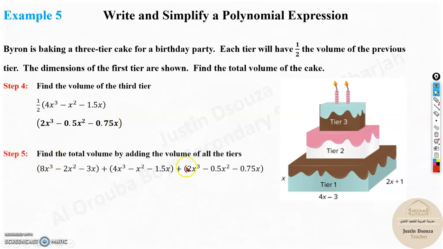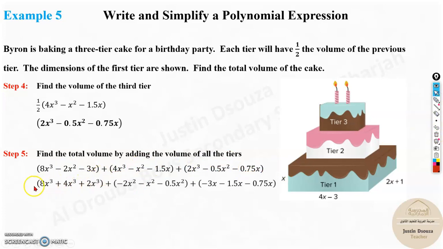Basically now you need to sum them up. So this is the first tier, the base, this is the second, and then the third. Add them all up and you will get the answer. Now please be careful: like terms together. You have x cubed, x cubed, x cubed. 8 plus 4 plus 2, it will be 14x cubed. Same way with the squares, minus, minus, minus, and last the x terms.